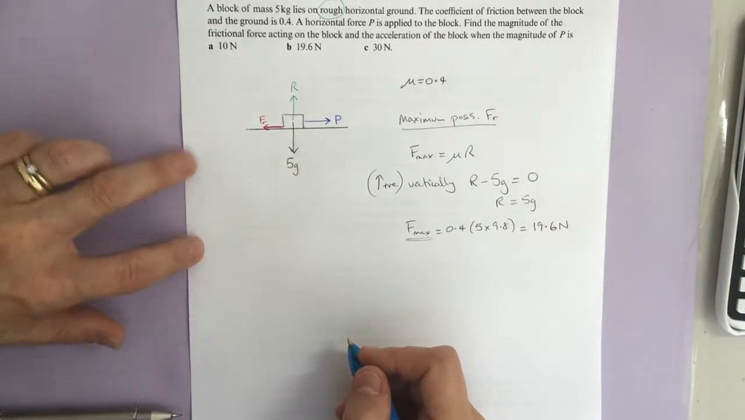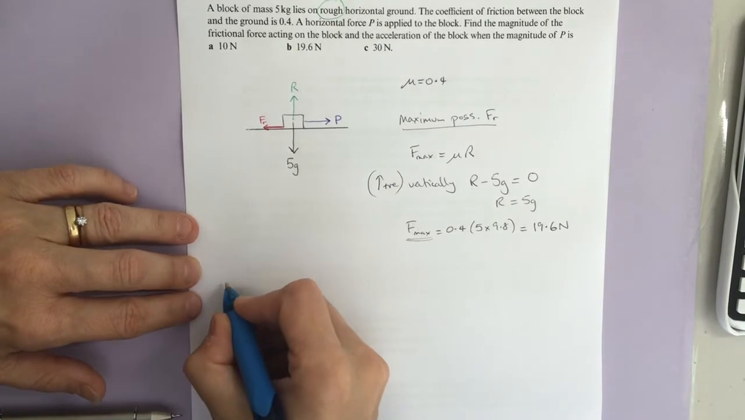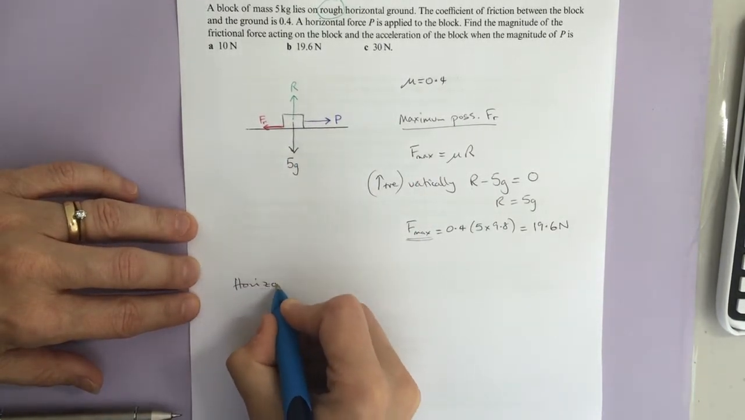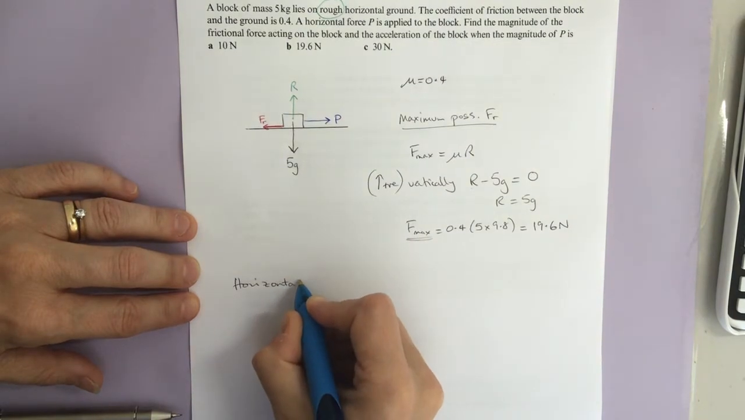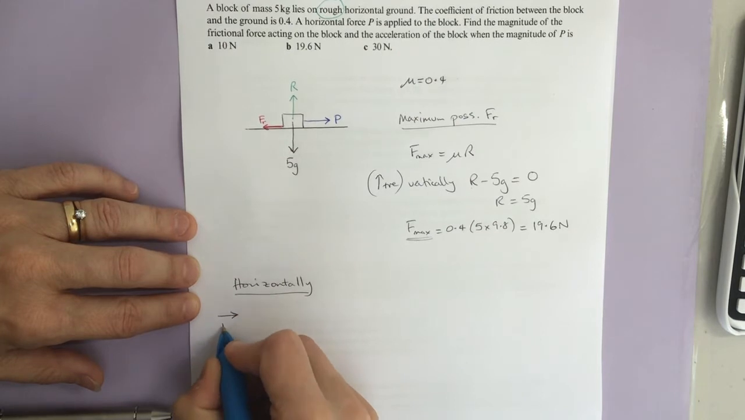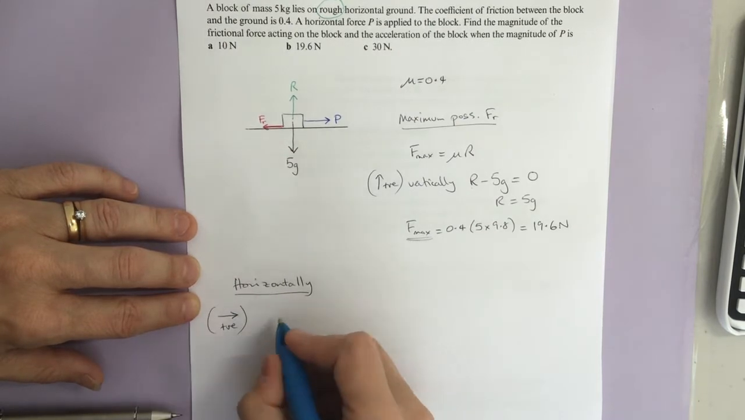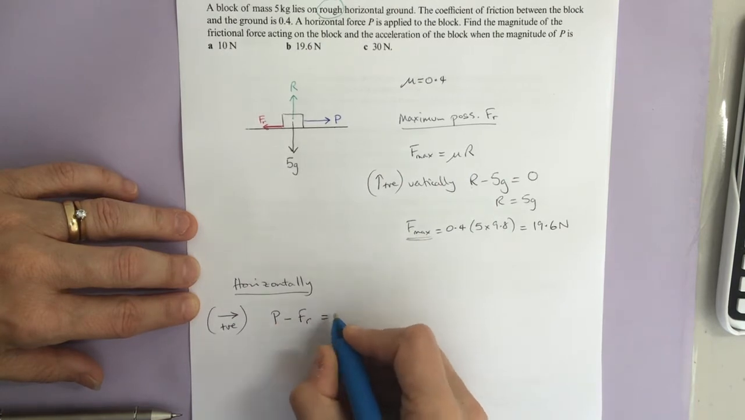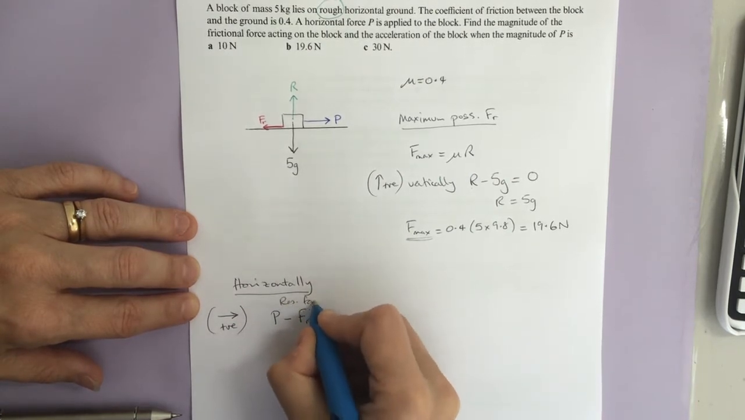So let's have a look at each of these different situations. Looking horizontally then, we want to get friction and this applied force P involved. So horizontally, I'm taking to the right as positive. So P minus that frictional force is going to be equal to, so this is resultant force equals MA.